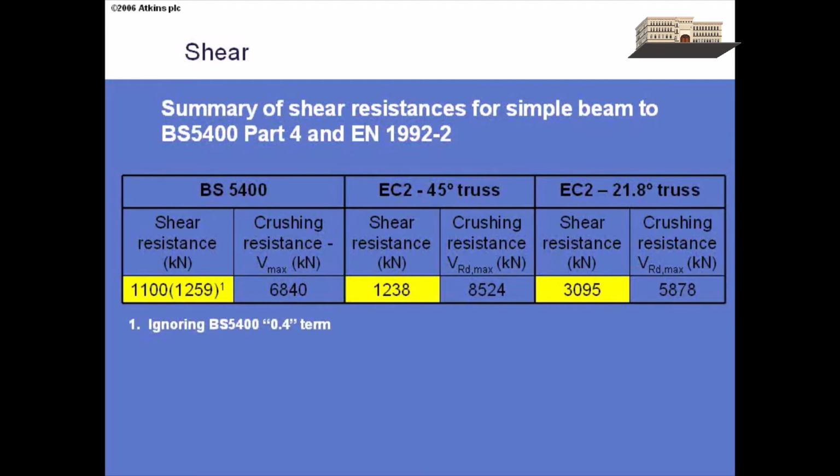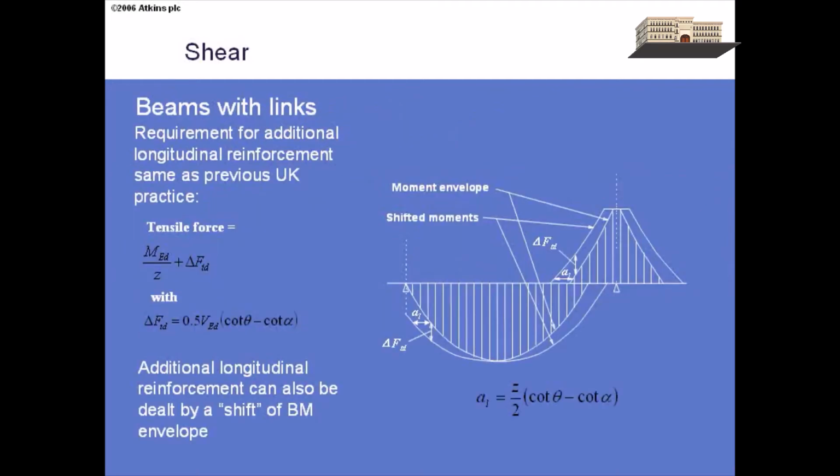The further caveat on that is that not only does the truss angle affect the maximum stress, the shear, the V max, but it also has an implication for the design of your longitudinal reinforcement. If you think back to BS 500, when you were doing a shear design, there was a term for the additional longitudinal reinforcement that you needed to provide for shear, and there is a similar term in the Eurocodes for that, and it's basically the term here. The additional reinforcement we need to provide is 0.5 times the shear force times cot theta minus cot alpha.